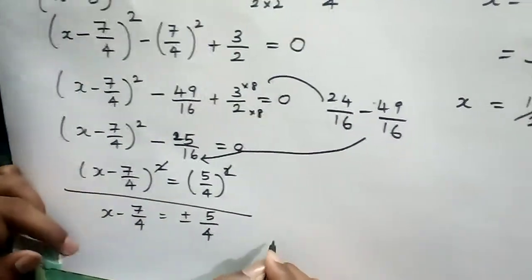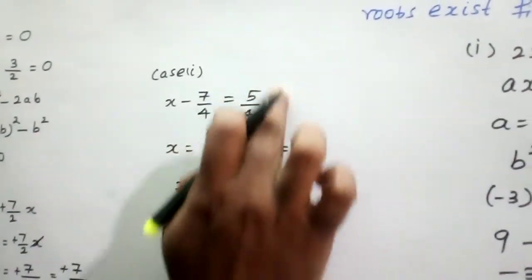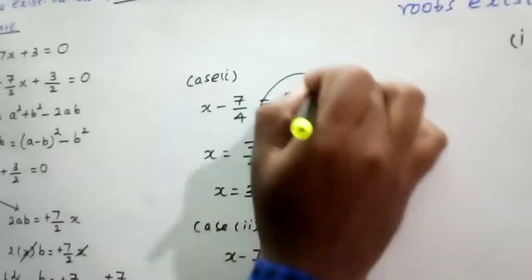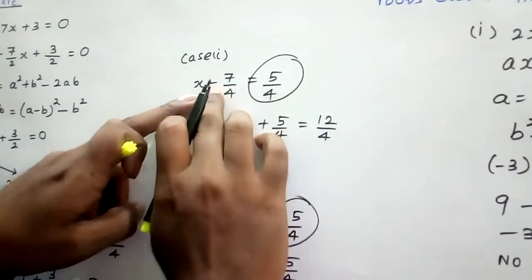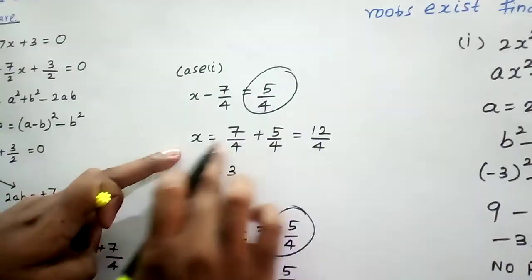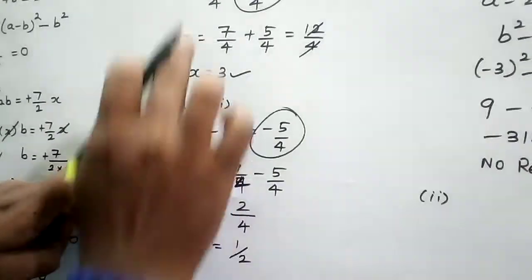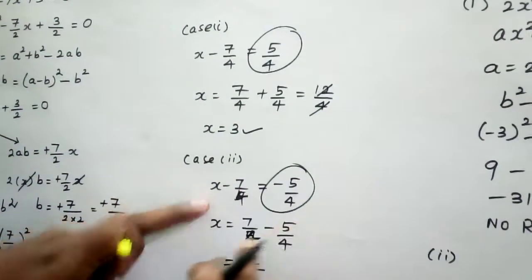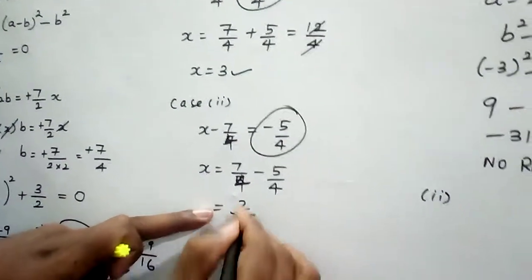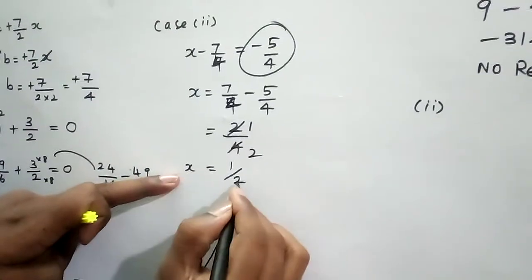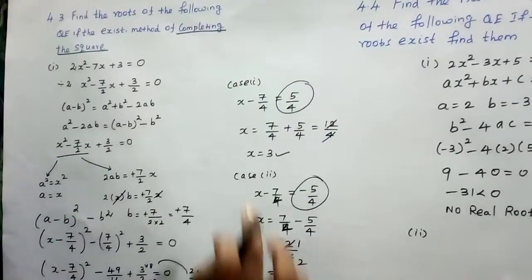This equation we consider as case 1 and case 2. In case 1, x − 7/4 = 5/4. In case 2, x − 7/4 = −5/4. Next, 7/4 goes to the right-hand side: plus 7/4 gives 12/4, which cancels to 3. Similarly in case 2, moving 7/4 across, 7 minus 5 gives 2, and 2/4 cancels to 1/2. So x = 1/2. This is the completing square method, and we find x = 3 and x = 1/2.